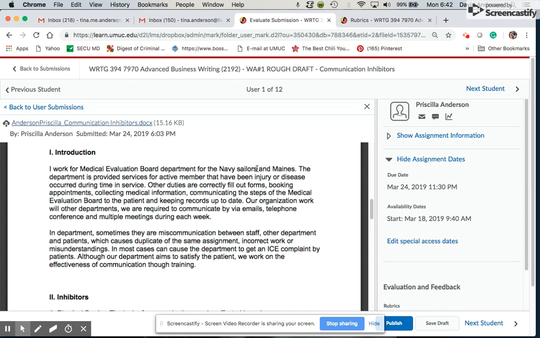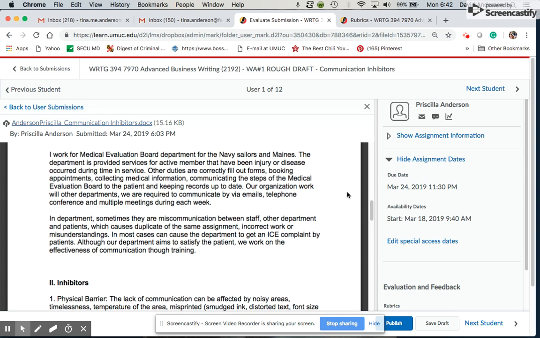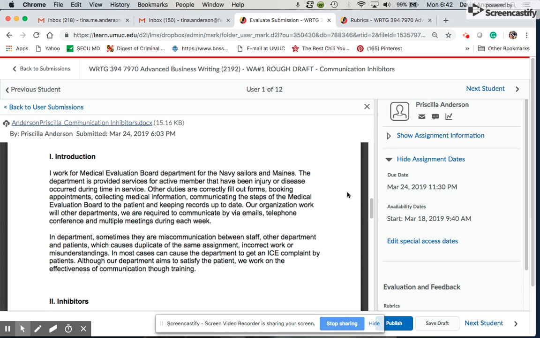I always recommend passing off a paper to someone who does not know your assignment parameters, someone who's unfamiliar with it, because then oftentimes they're able to see the inconsistencies a little more clearly. So I look forward to reading your final copy.